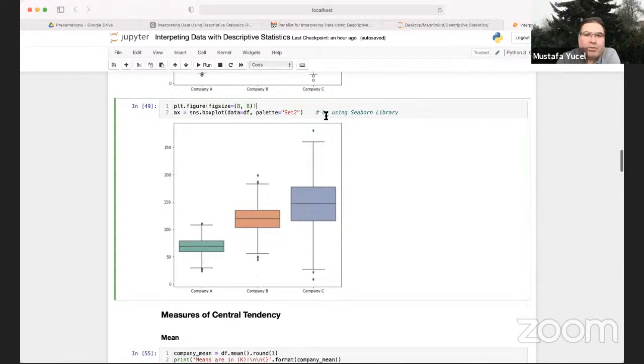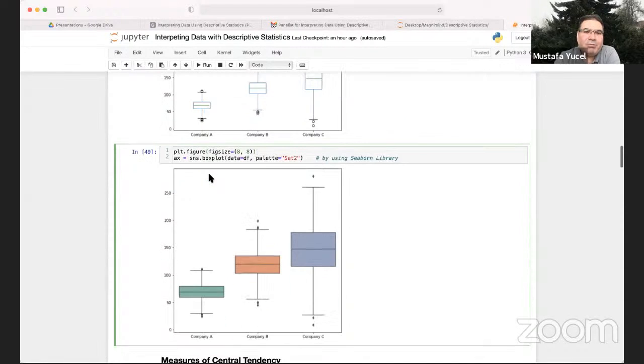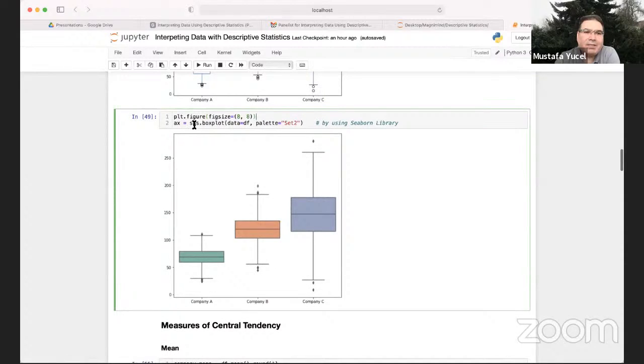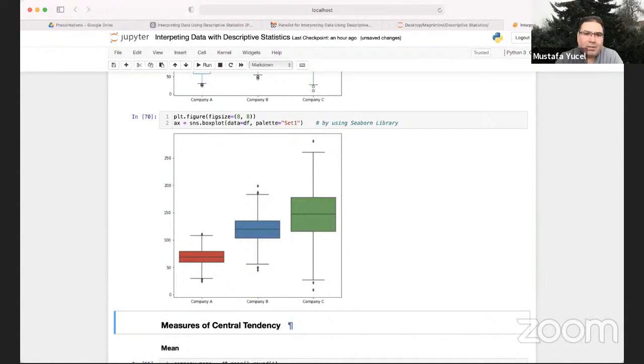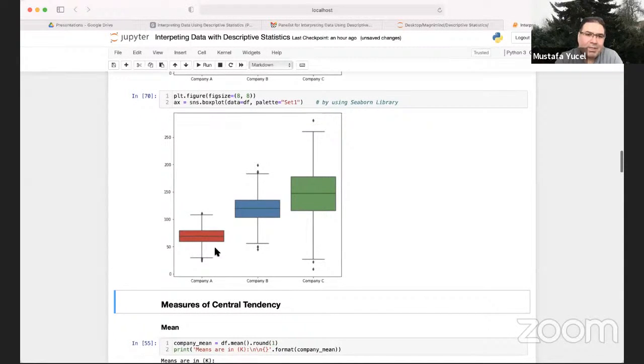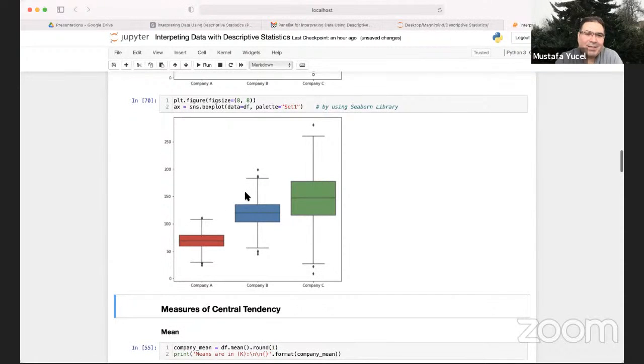Here we use the Seaborn library. Seaborn is a high-level library built on Matplotlib. Matplotlib is low-level. It's not very important, but Seaborn is easier to use and more flexible for statistical visualizations. We already did this plot, but with Seaborn we do something like this, and SNS is Seaborn, box plot. Data is the data frame, and palette is the color. When you set one here, you get another color for the data. But everything is the same plot, the meaning is the same, the palette is just the visualization.